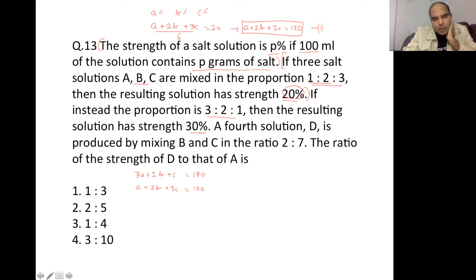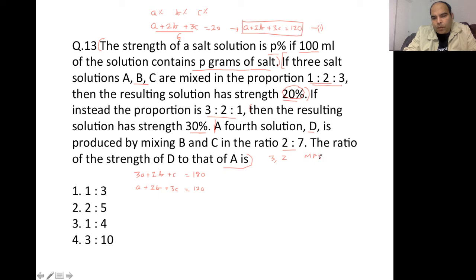Now the question stops there and simply asks that a fourth solution D is created by mixing B and C in the ratio 2 is to 7. What is the ratio of the strength of D to that of A? So in this case, you need to realize that you have 3 unknowns and only 2 equations in this question. Which means whenever you have more unknowns than equations, you are in a multiple possibility situation.